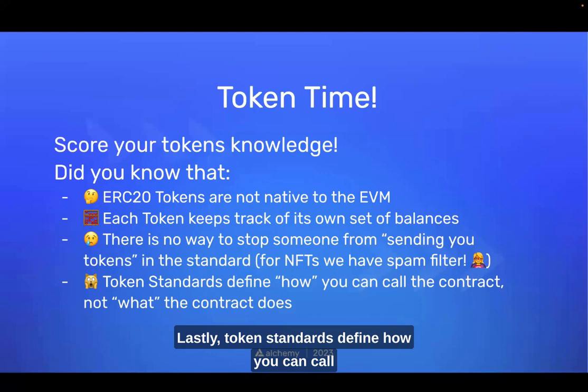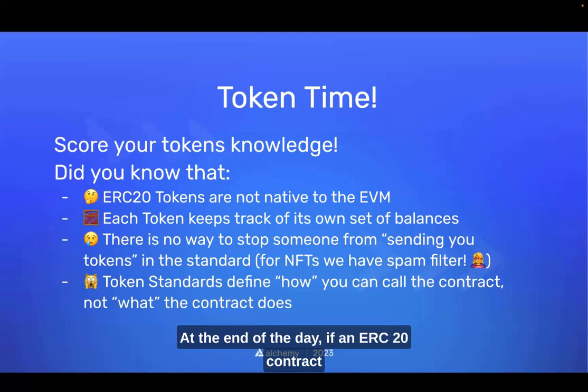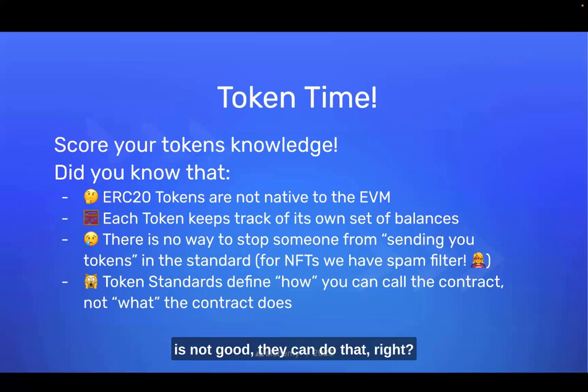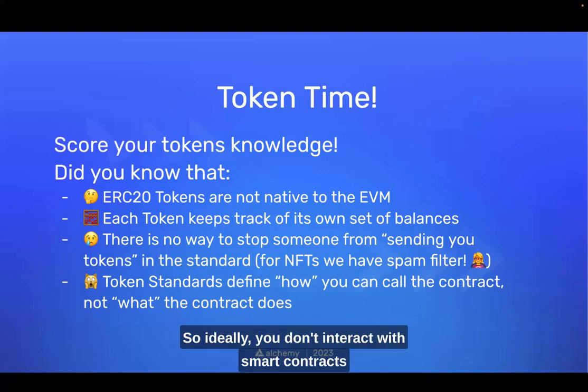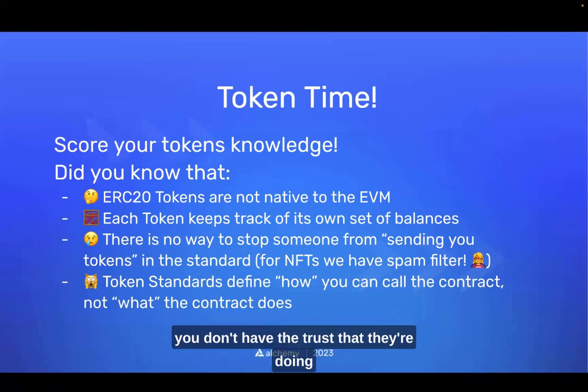Lastly, token standards define how you can call the contract, not necessarily what the contract does. So you may have seen that there are malicious tokens out there, because at the end of the day, an ERC20 token is a set of methods and how you can interact with those methods, but not necessarily what the contract does. If an ERC20 contract wants to be malicious and program something into the token that interacts with your account in a way that is not good, they can do that, right? So ideally, you don't interact with smart contracts that you don't know what they do, or you don't have the trust that they're doing something that you would like them to do.